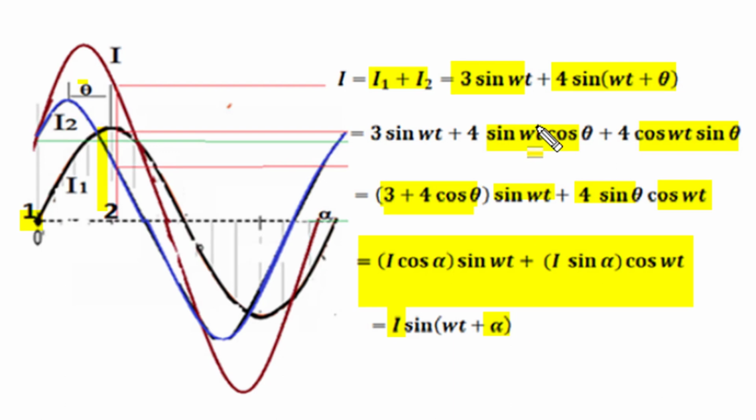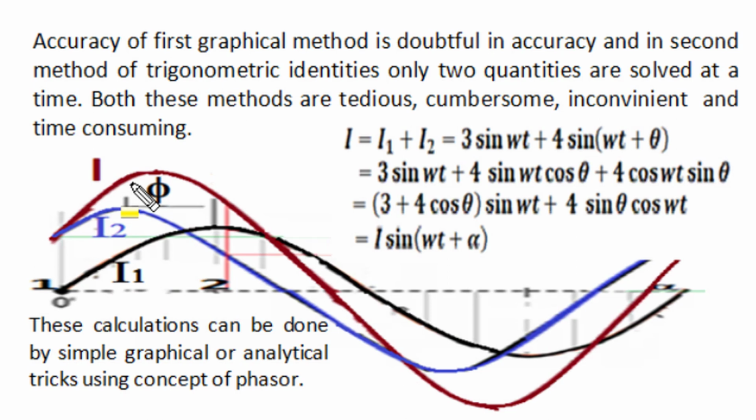If I have to add three sinusoidal currents, I'll make the summation of two currents first, and then add the third current to this sum of the first two. Likewise, we can add any number of sinusoidal currents. The accuracy of the graphical plotting method in finding the magnitude and phase angle of the resultant current is doubtful, whereas in the second method of trigonometric identity, we can sum only two quantities at a time. For summation or subtraction of more than two sinusoidal signals, it takes too much time.